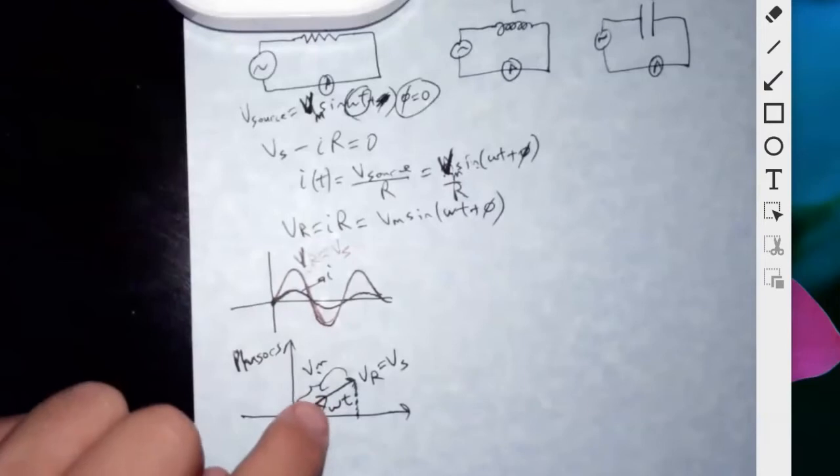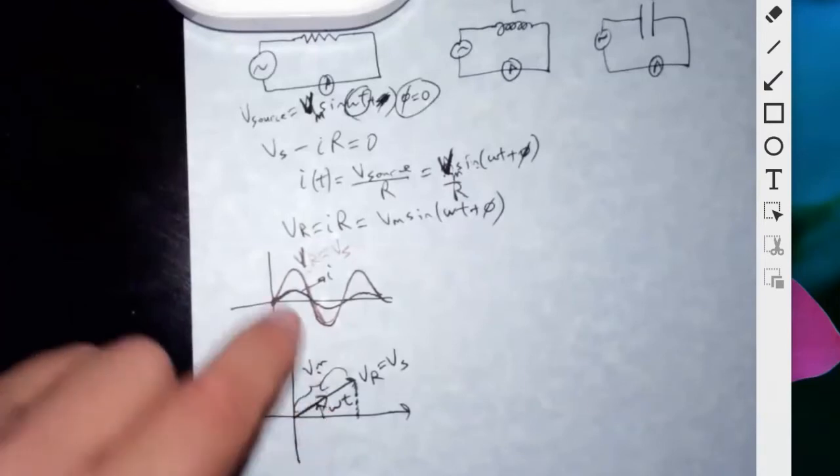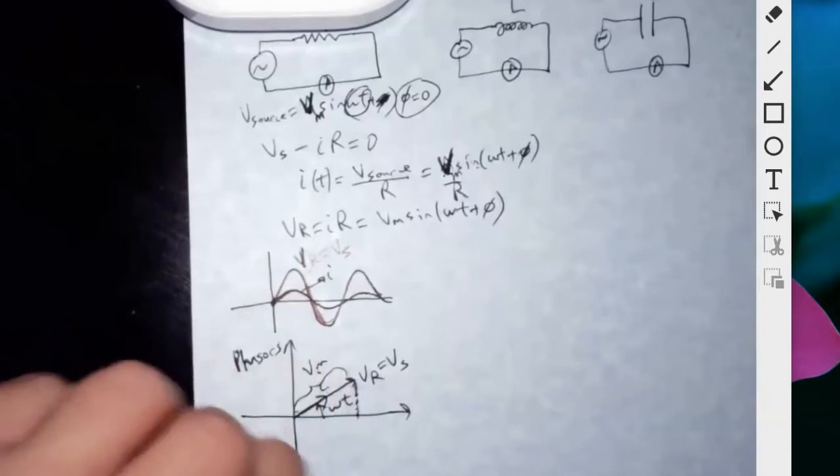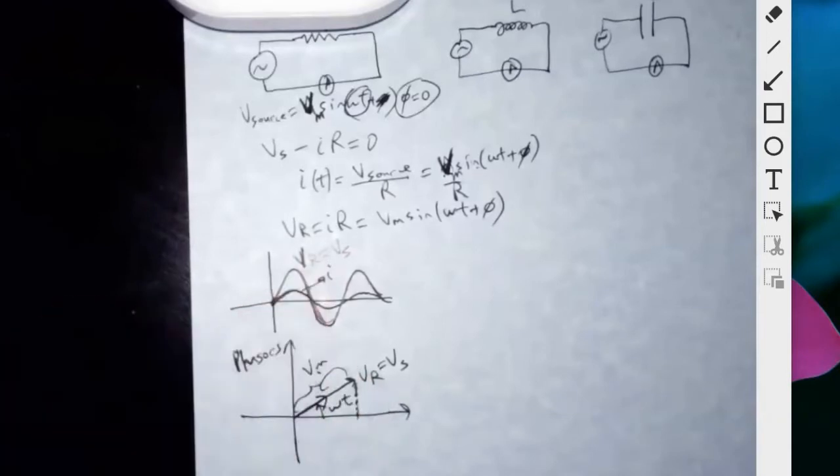So this is another visual way of representing what you would see on an oscilloscope. It's a more vector method of representing the oscilloscope.